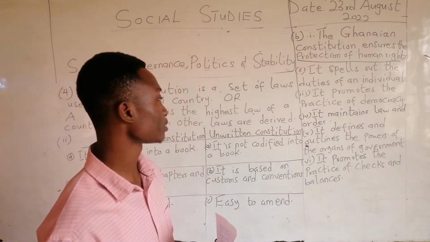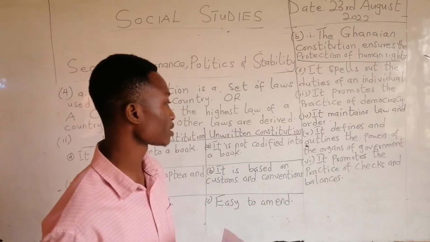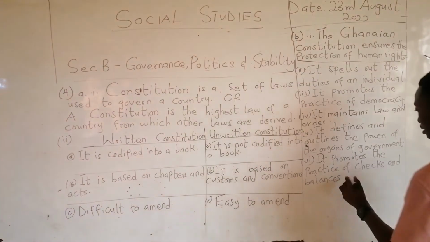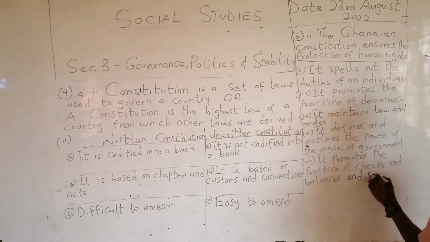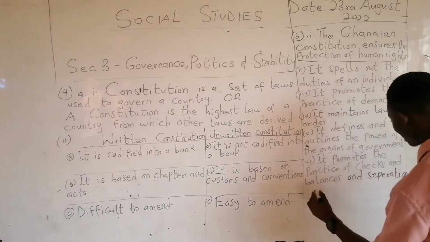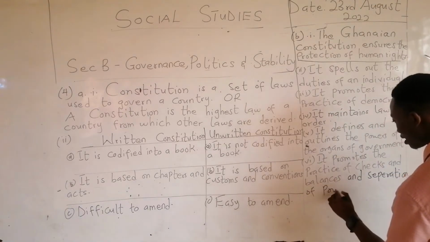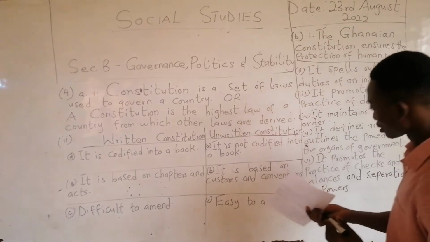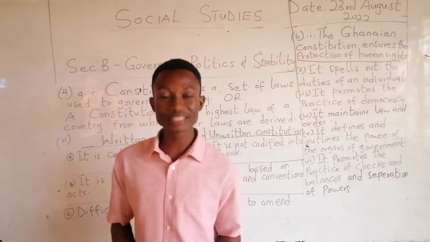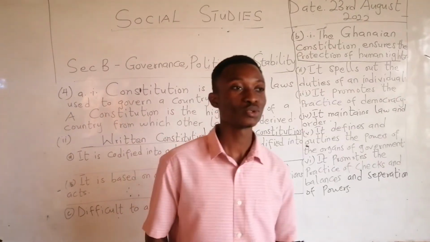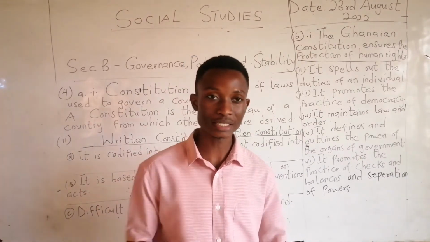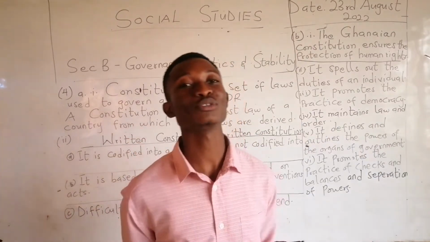The sixth one, it promotes the practice of checks and balances. Not only checks and balances but also separation of powers; I think we said that earlier, maybe the brain went faster. So the Constitution ensures the smooth operation of separation of powers and checks and balances in order to prevent arbitrary rule or dictatorship in the country.